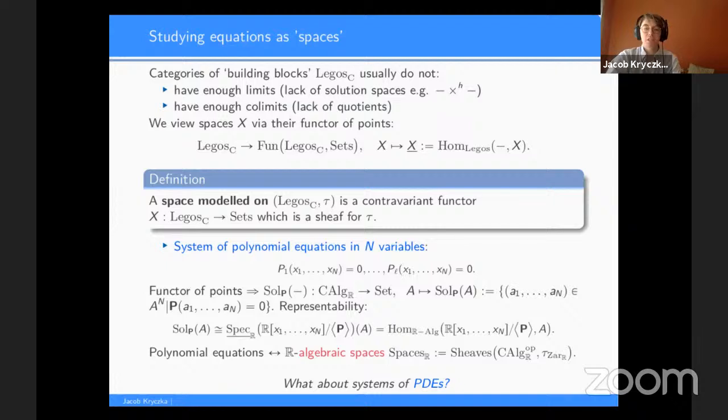So we'll proceed by calling, generically speaking, a space modeled on a site Legos. By site, I mean a category of Legos with some Grothendieck topology. It doesn't matter what this is, it just gives a way for studying local to global properties. And that's reflected in the mathematical term of a sheaf. So a typical example that is a very important and guiding example, again, is the system of polynomial equations. I don't want to mention this because it might be familiar to everyone, but essentially speaking, now we want to ask, do these considerations hold also for nonlinear PDEs?